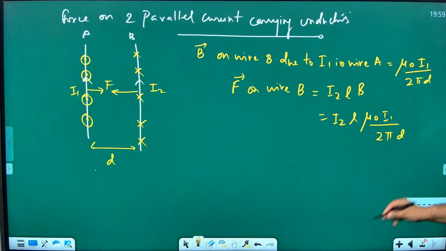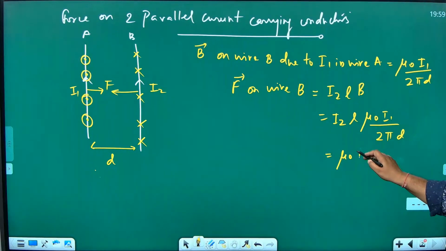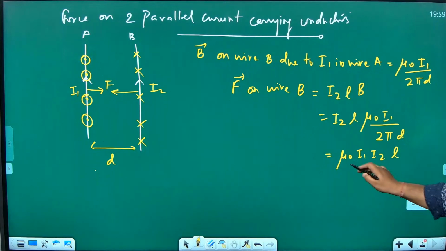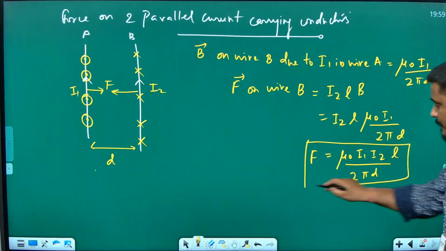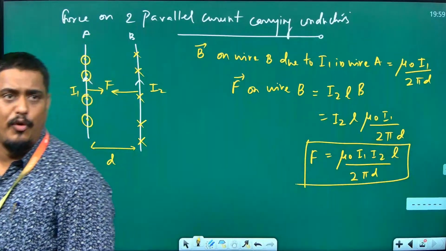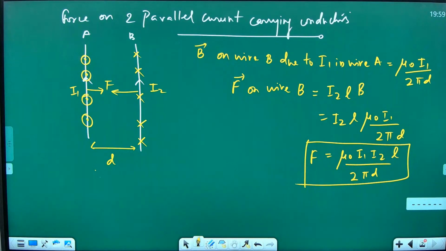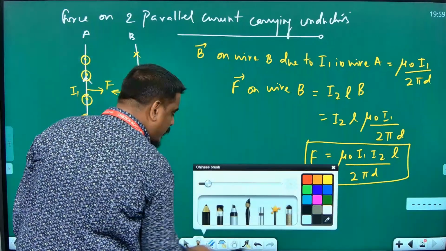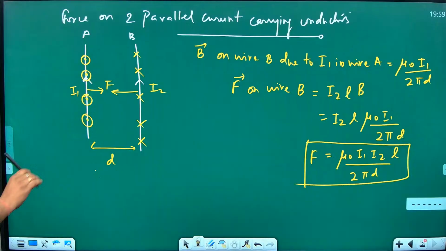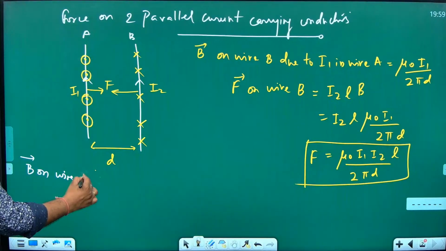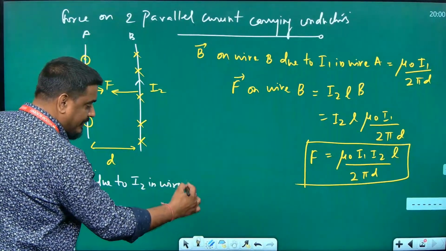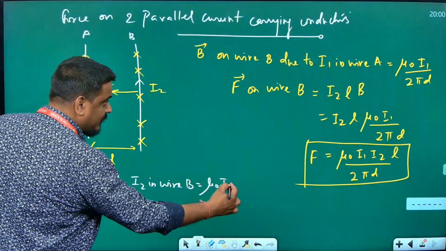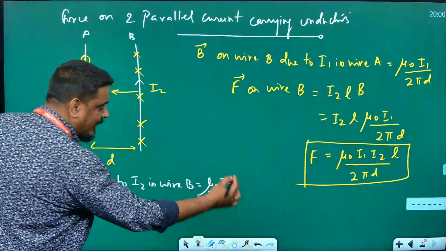So how much are you going to get? Mu naught I1 I2 L by 2 pi d. This is the force on wire B. You agree with me? The force on wire B is mu naught I1 I2 L by 2 pi d. Same way, if you try to determine the force on wire A, how will I do it? I'll find the magnetic field on wire A due to I2 in wire B. How much will that be? Mu naught I2 by 2 pi d. I hope you agree with me.